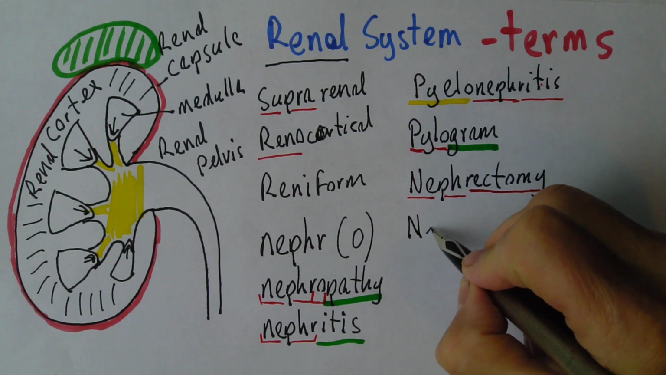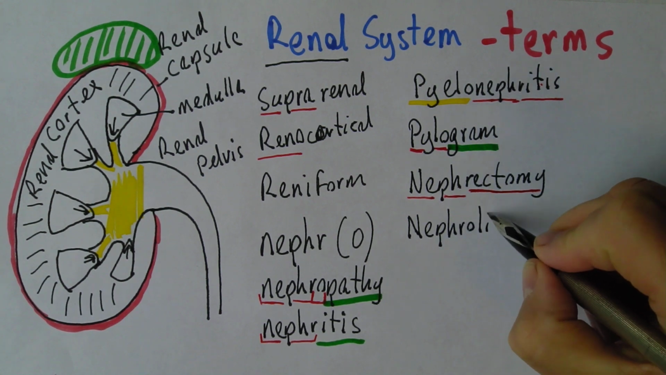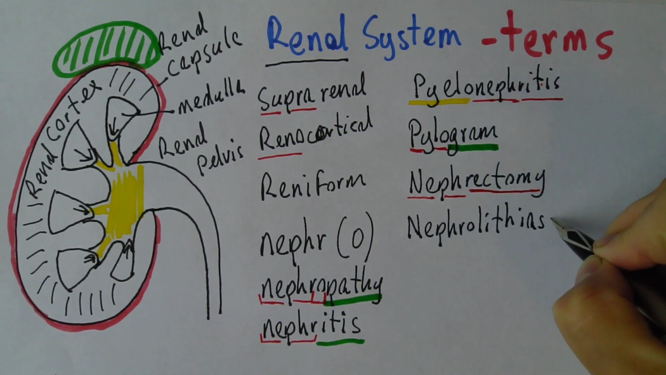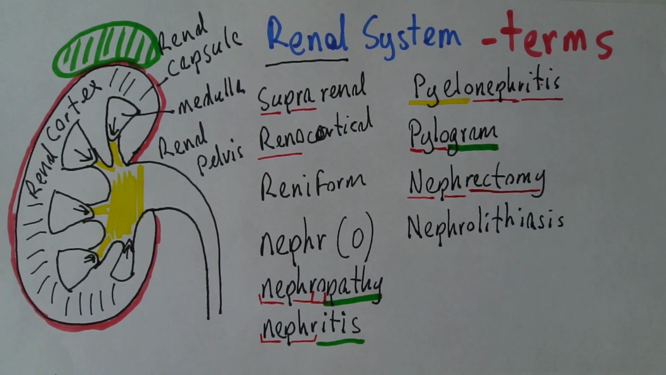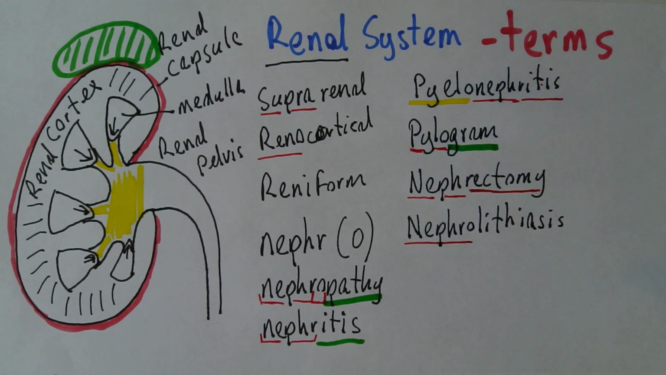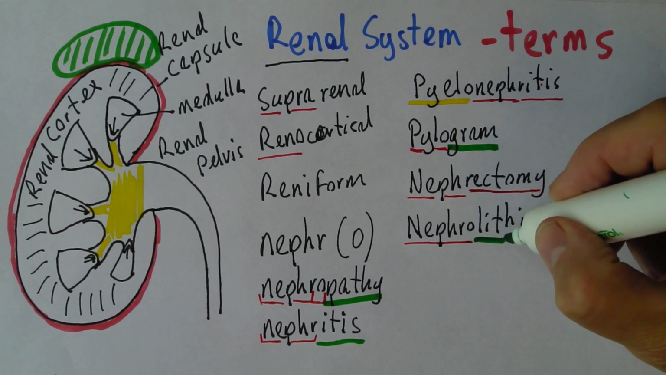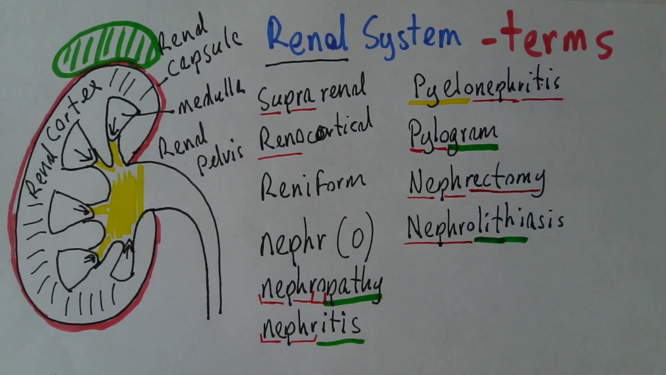Another one. Nephrolithiasis. So we can see the nephro part. Now, lithiasis relates to stones. So lithiasis is stones. Nephrolithiasis. A condition of stones. Stones in the kidney.